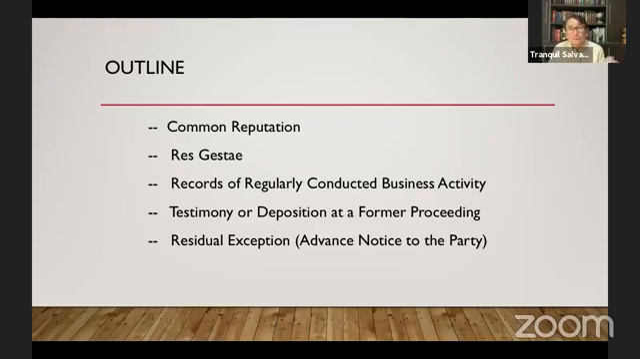Because according to US authorities, the common reputation as to land, as to boundaries, is what? Subject to scrutiny in the community. That was subject to scrutiny in the community. And it is what? Reliable, because it was subject to scrutiny.